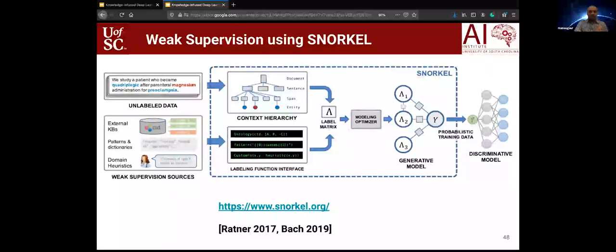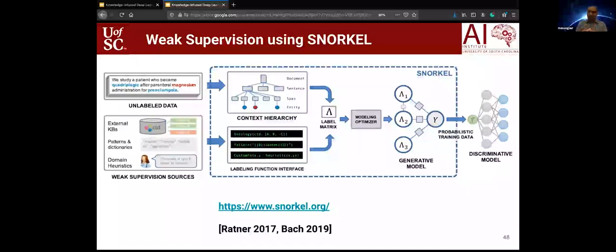In the healthcare domain, it can be like toxicology databases or patterns or dictionaries or domain heuristics, which I will be talking about subsequently as well. So consider these to be weak supervision resources. And what you want to do is create a hierarchy of your unlabeled data, which you can consider as a matrix. And you have a matrix of your weakly supervised or knowledge resources.